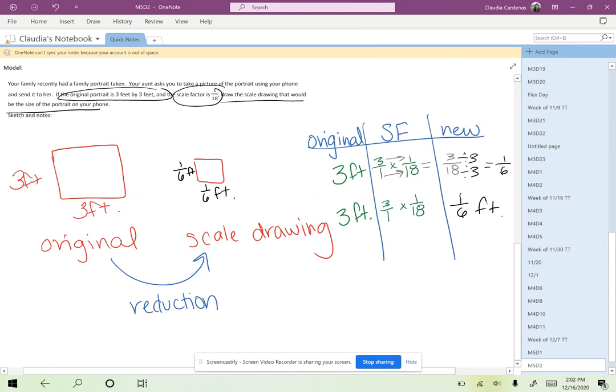Okay, and so we just want to stamp that when we are finding new dimensions of a scale drawing, now that we have our answer, we multiply the original dimensions by the scale factor. So you're going to try one on your own.